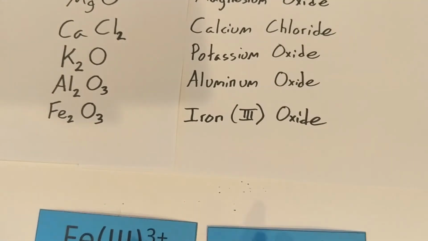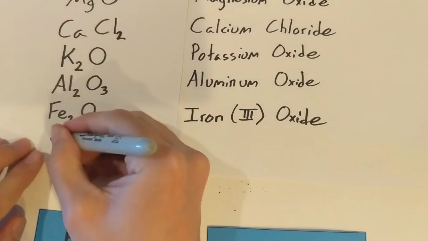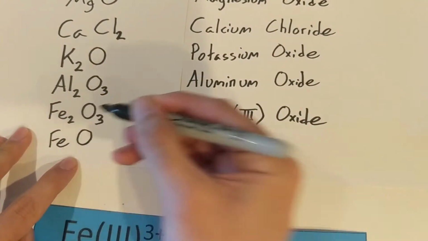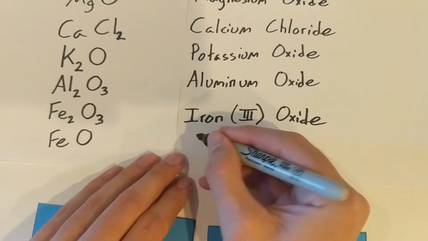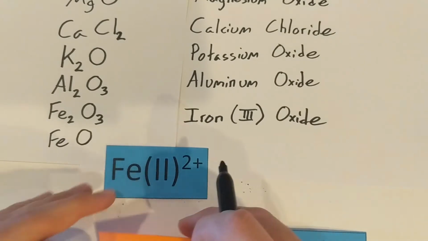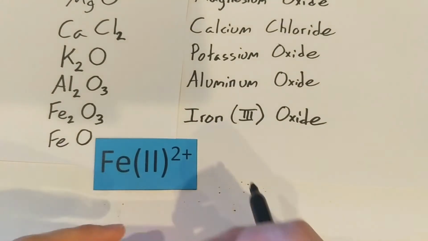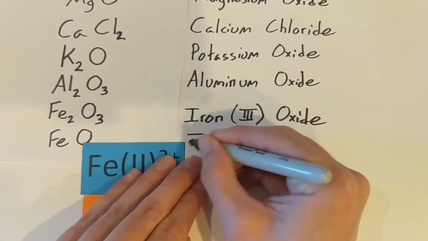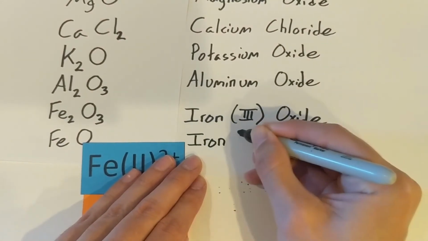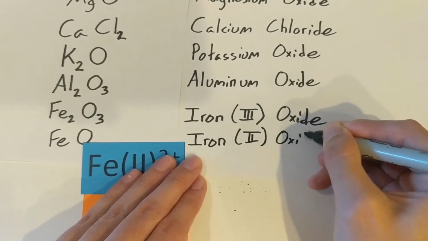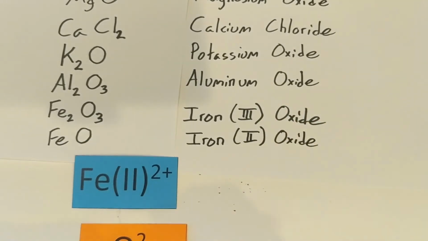If I had, and we could write this example down, FeO, I would know that I had iron 2 and oxide there. So for that one, I would write iron 2 oxide.